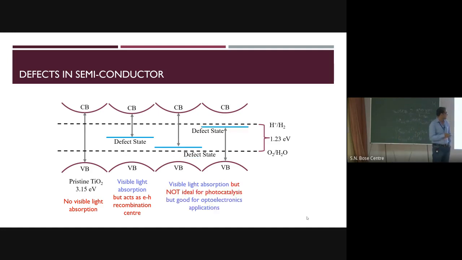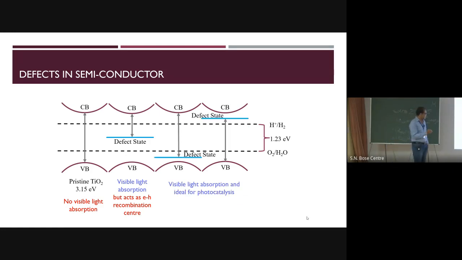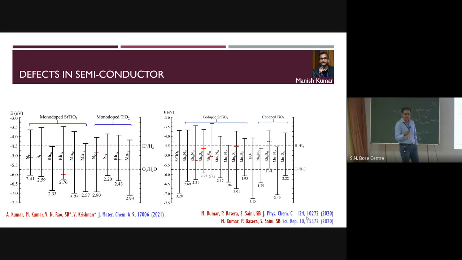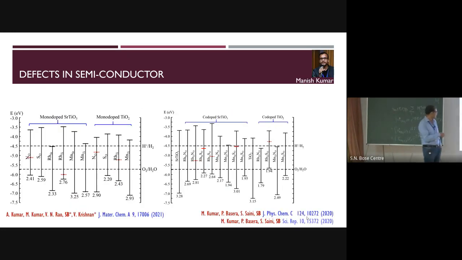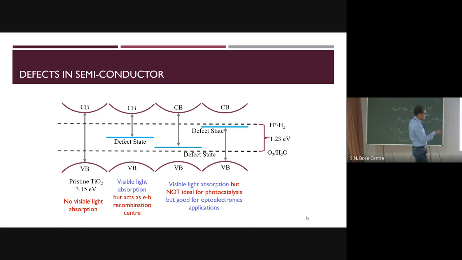But if instead it is like that, then it is also not bad. It may not be good for photocatalysis, but it can be good for optical applications. So here we are talking about these. For TiO2, the kind of dopants I will use will make the defect level come here. But if you want it for photocatalysis, then it has to be like this. If you are interested, you can see these references. This type of co-dopant can make it good for photocatalysis, but I'm not going to talk about this in this particular presentation.